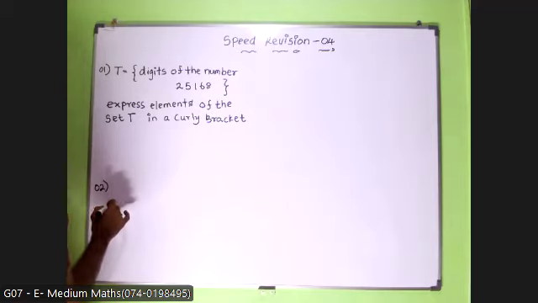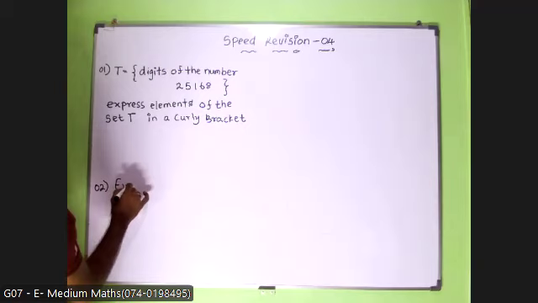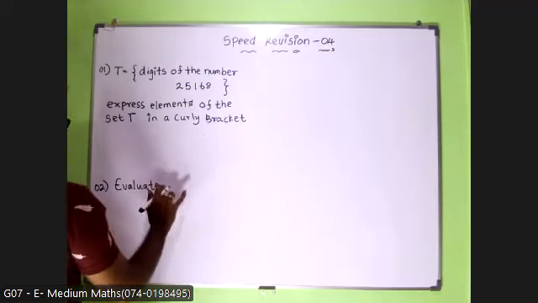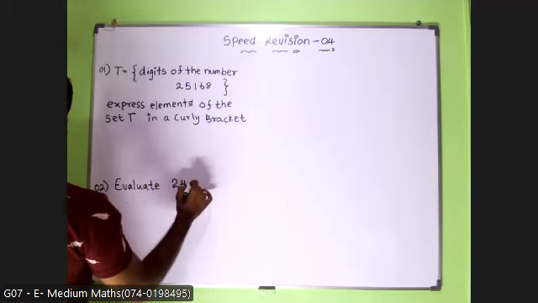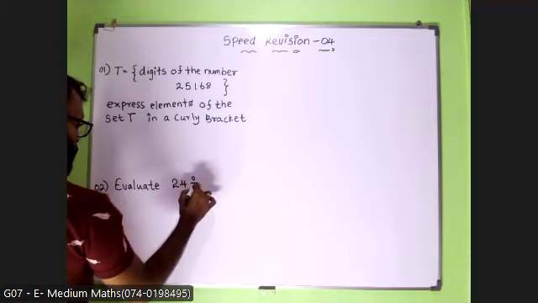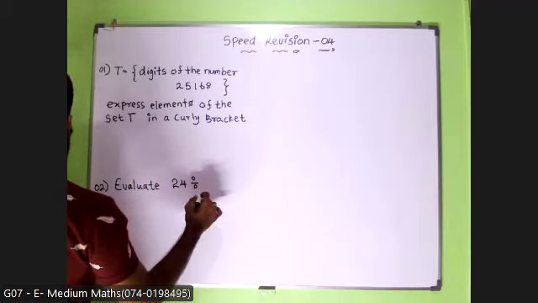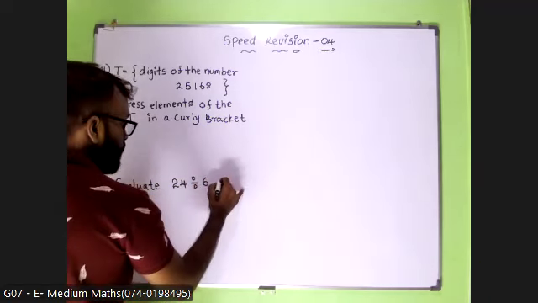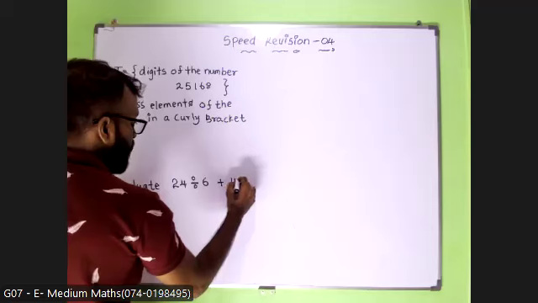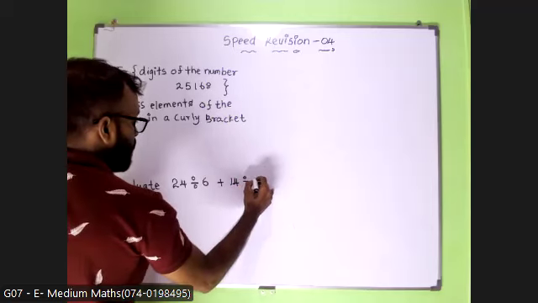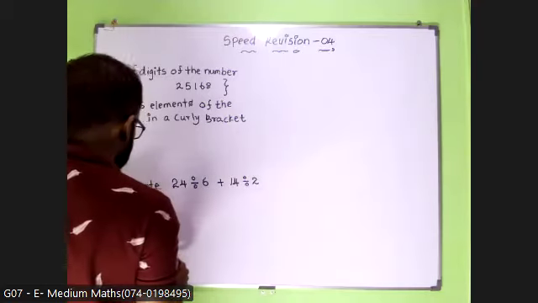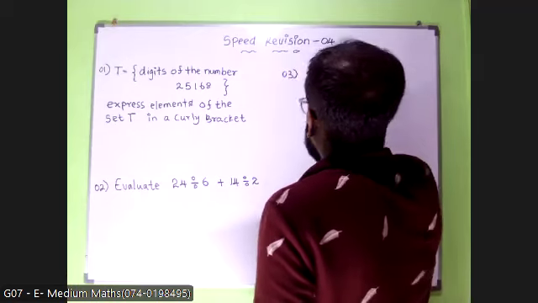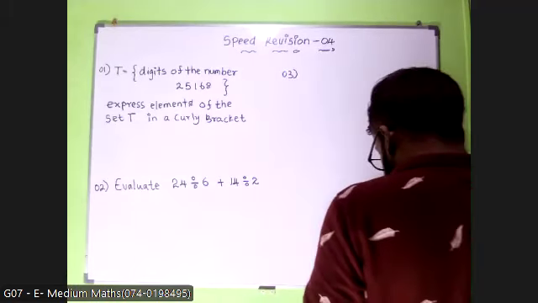Second one. Evaluate 24 divided by 6 plus 14 divided by 2. Right? Third one. So is it 12?